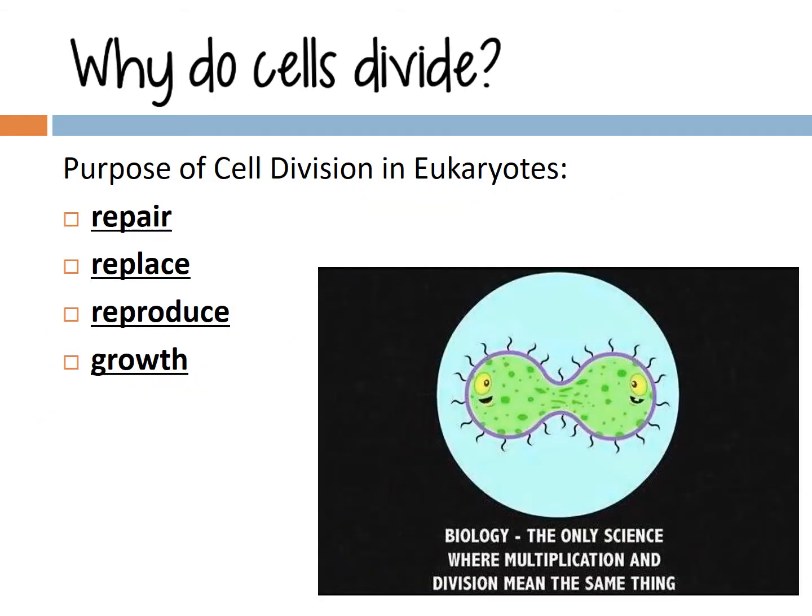Okay, so why do cells divide? And I need you to write this in your margin because for whatever reason, I deleted this information from your notes. You need to know that cell division occurs for repair, it occurs to replace, it occurs for reproduction, to reproduce, and it occurs for growth. So please jot that down in the margin somewhere and say this is why cells divide.